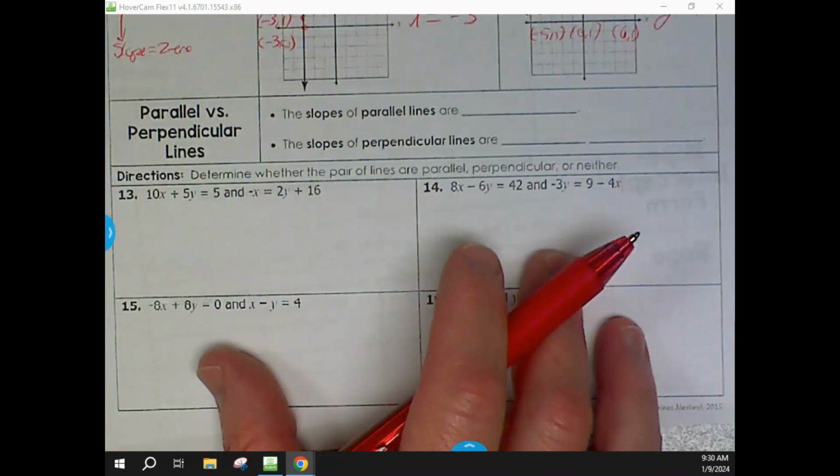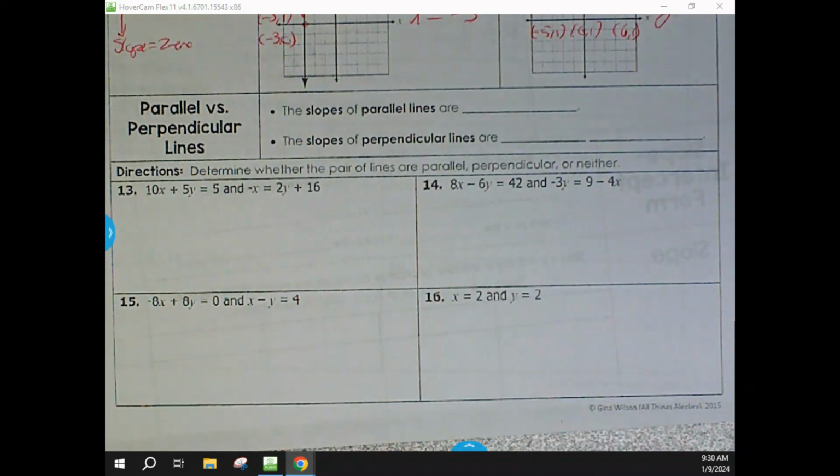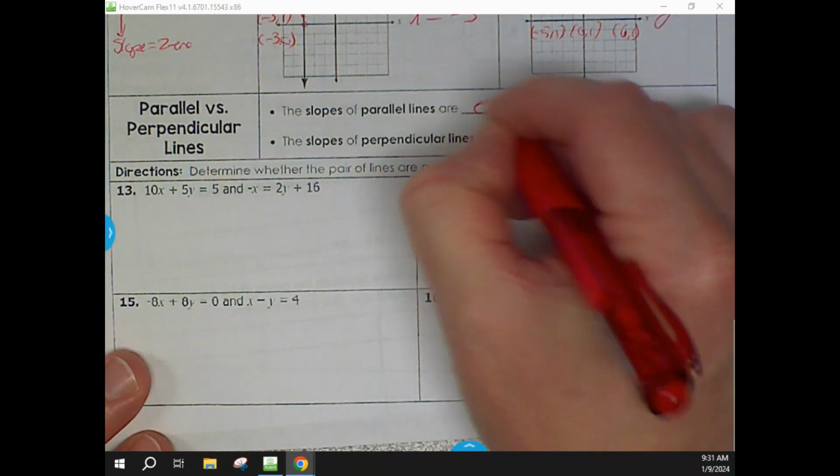Okay, and then the last thing we'll look at, and again, we'll just do a little bit with these. Parallel and perpendicular lines. Okay, we know what parallel lines are, right? They never touch. That's usually what people say. But mathematically, what do parallel lines have that are the same? There we go, slope, right? So slopes of parallel lines are, we'll just say equal.